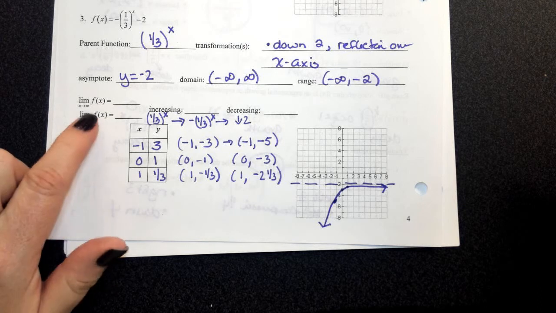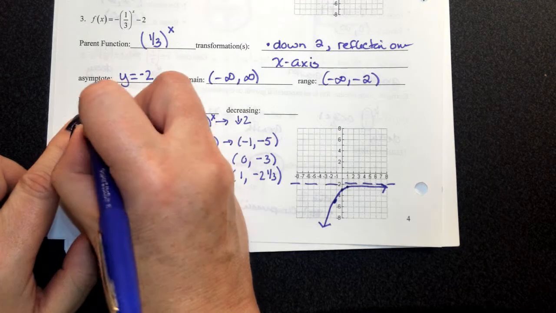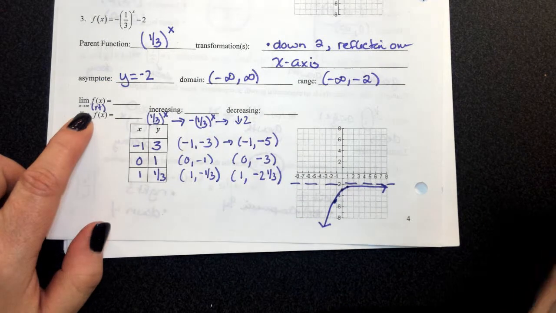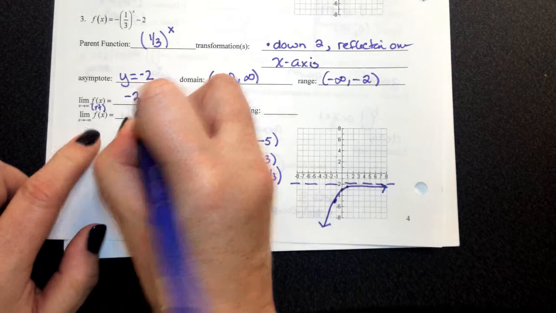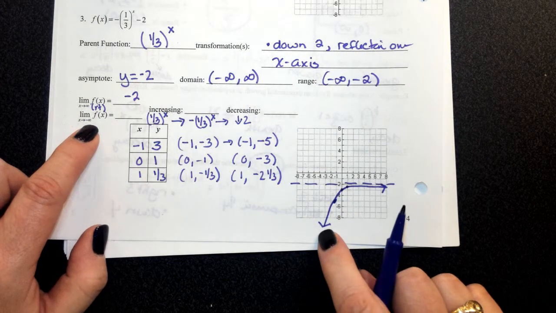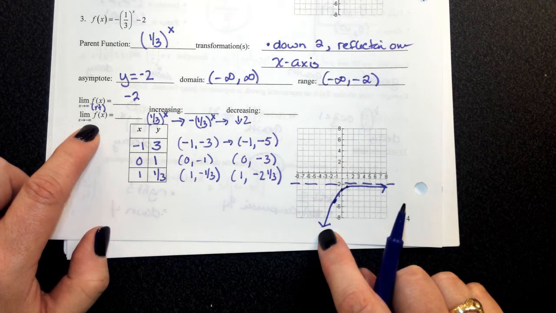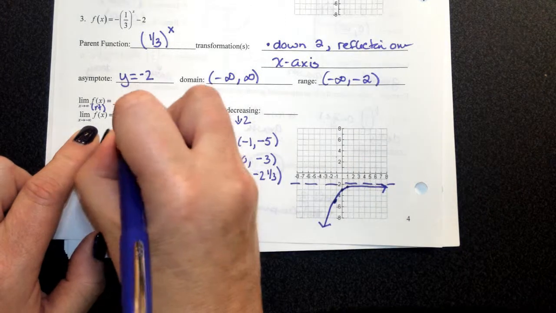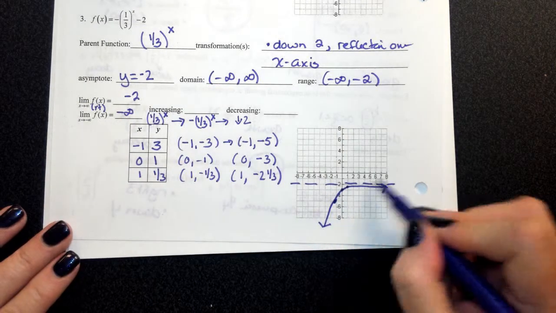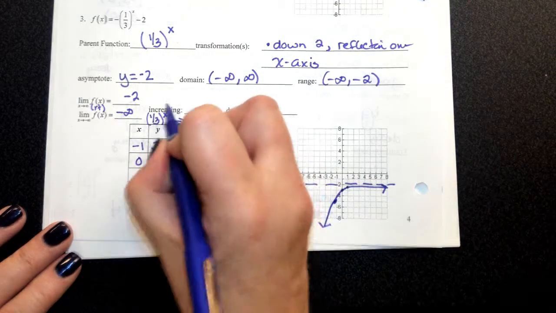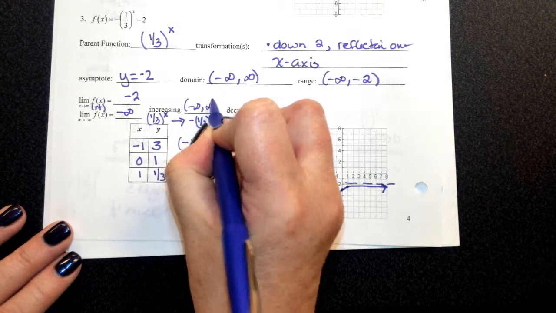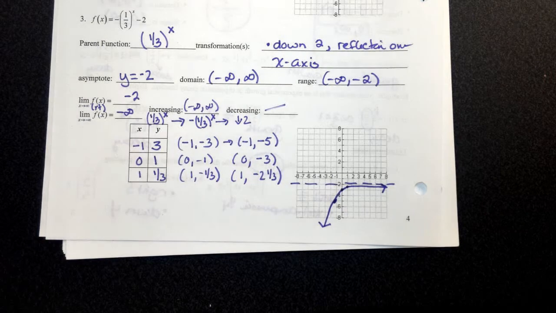Limit. As x approaches positive infinity, remember I'm looking at the right-hand side of the graph. So on the right-hand side of the graph, what is this graph approaching? -2. And as x approaches -infinity, you're looking on the left-hand side of the graph, and that's approaching -infinity. Is this graph increasing or decreasing? Increasing. So again, it's going to go from -infinity to positive infinity. And there's no intervals of decreasing.